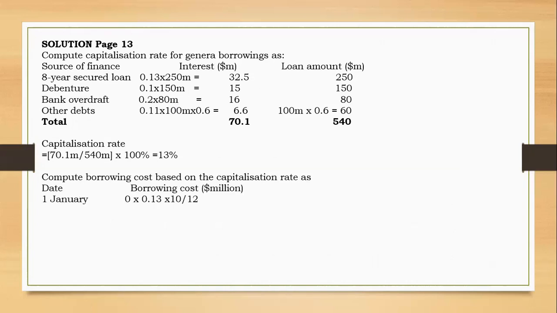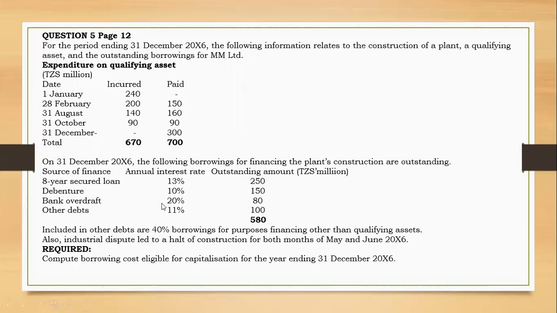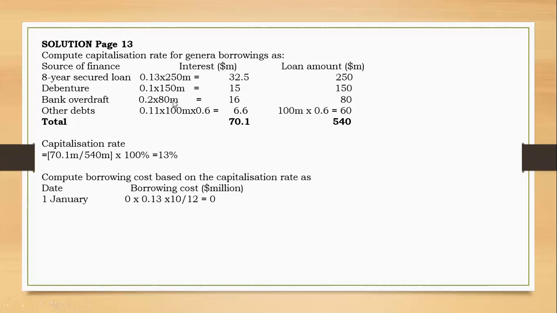On 1st January, that means it stayed for the whole year, for 12 months, right? It stayed for 12 months. But actually we said that during May and June there was an industrial dispute, so it would remain at 10 months. That's why I multiplied by 10 over 12. The rate is 0.13. But if you go to the question, you find out that nothing was paid. So this one is 0, it's dashed. So that's why I use 0 and the borrowing cost capitalized is 0.